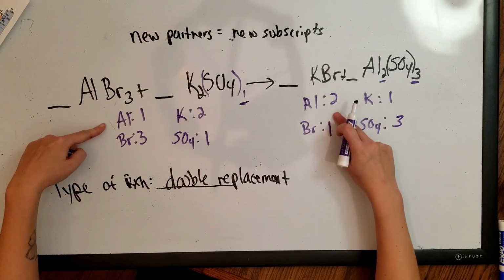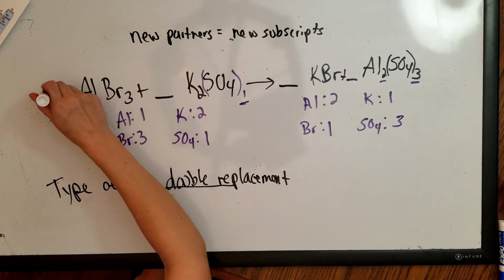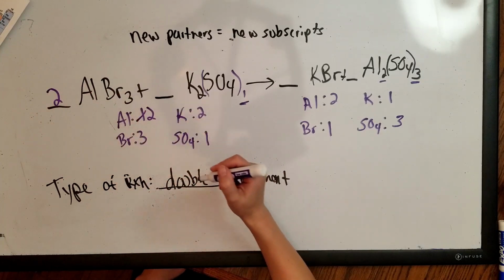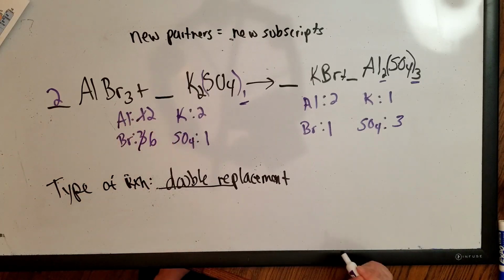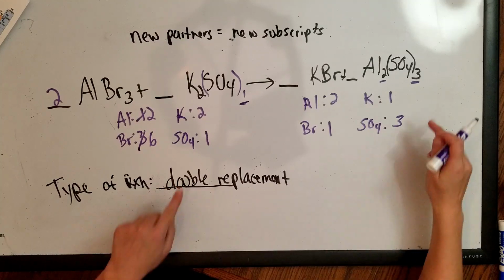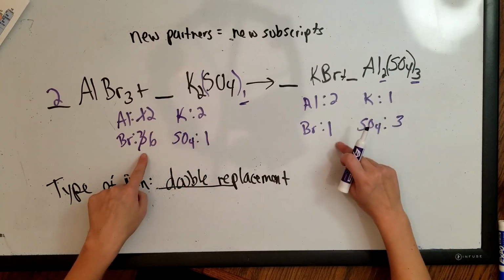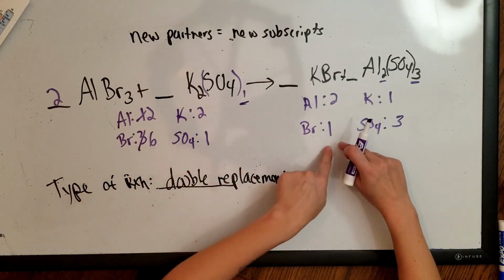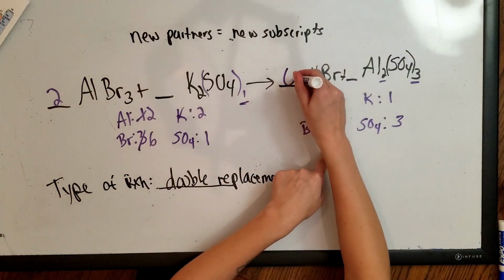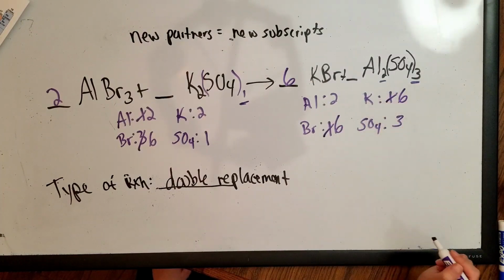Are my aluminums balanced? No, so I'm going to start there. 2 on the product side, I need 2 on the reactant side, so I'm going to put a 2 here. That brings me to 2. But it changes my bromines now to 6, because I do coefficient times subscript. All right, let's move and do my potassiums. Actually, let's do my bromines, because I just changed that one to a really big number. So bromines, I have 6 bromines on the reactant side. I need 6 on the product side, so I'm going to put 6 there. That changes my potassiums to 6 as well.